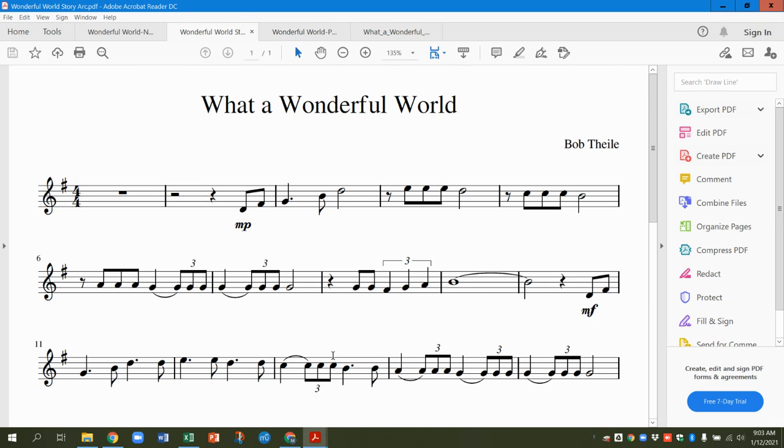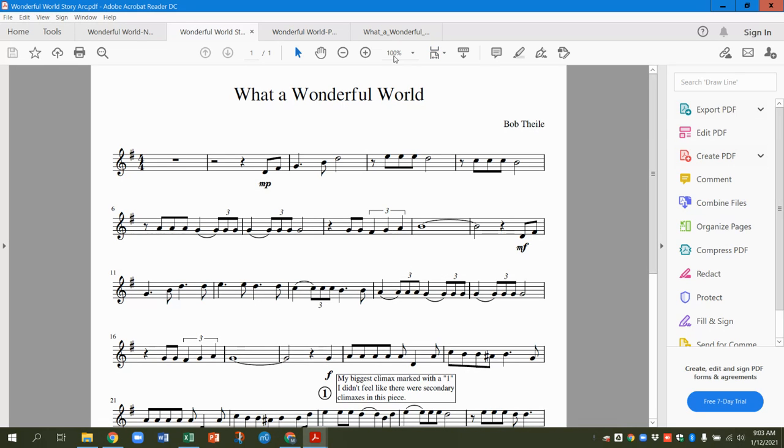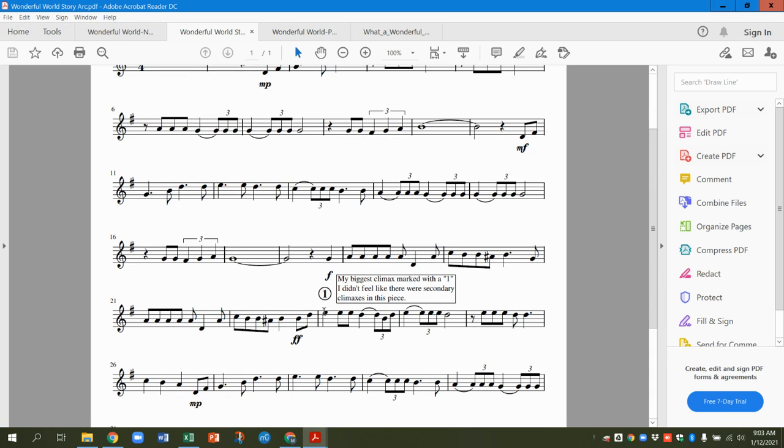The next thing that you're going to do is put in dynamics that support your climax. If I want this to be the loudest part of the piece and there's no dynamics in my piece, I have to write them in. So I put in fortissimo here to be the loudest part of my piece. Your piece, if you don't want it to get up to fortissimo, wouldn't have to include that.